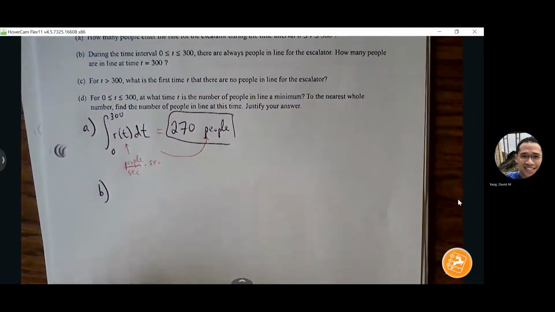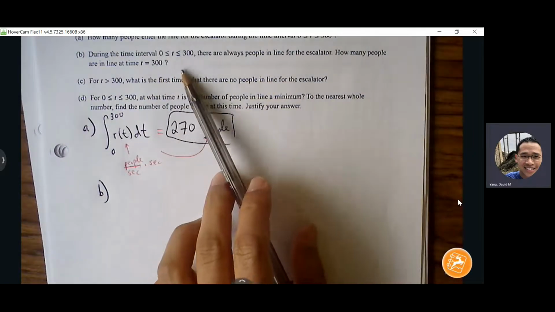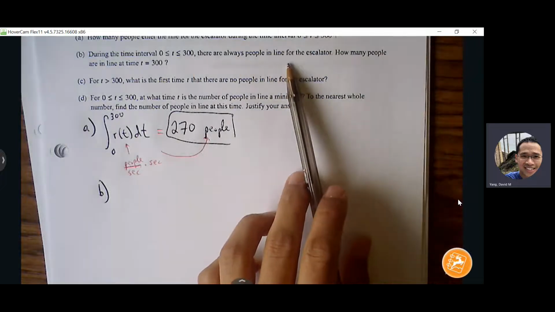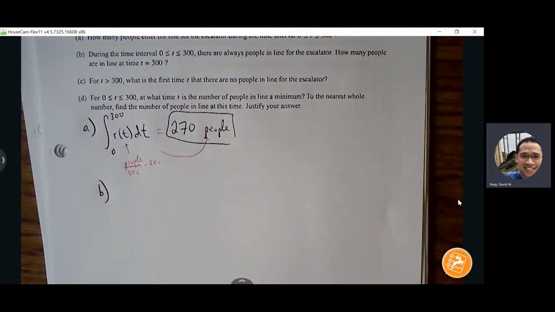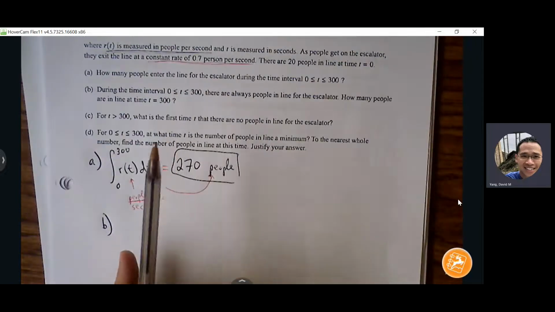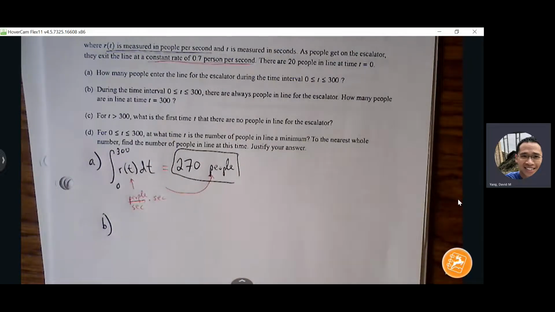Okay, part B. During the time interval from 0 to 300 seconds, there are always people in line for the escalator. How many people are in line at 300? So we have to now include the people who are already in line plus the people who are entering that line. Whenever we have these types of integral problems where there's a rate in and rate out, we like to have a formula that will keep track of all these moving parts. So the formula is total amount is equal to initial plus the amount added minus the amount removed.